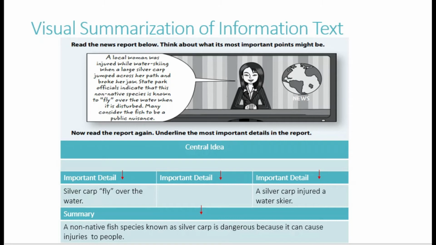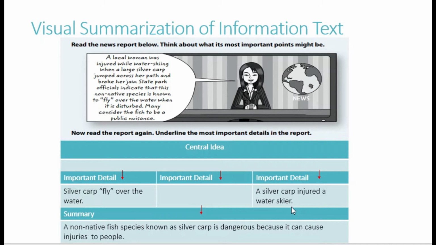So let's stop. A non-native species is a species that typically would not be found in that waterway unless somehow there was an intervention, like the fish got transferred by fishermen into that lake. So it's a non-native species. So we're looking for our central idea and one important detail. They already provided us with an important detail: silver carp fly over the water.